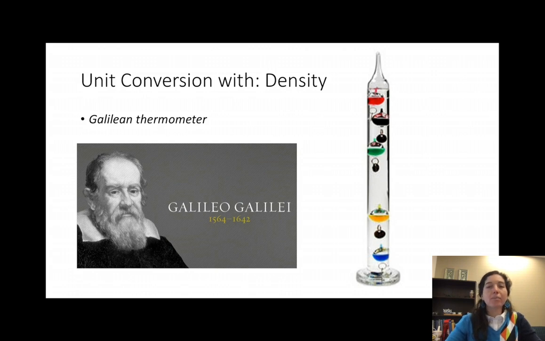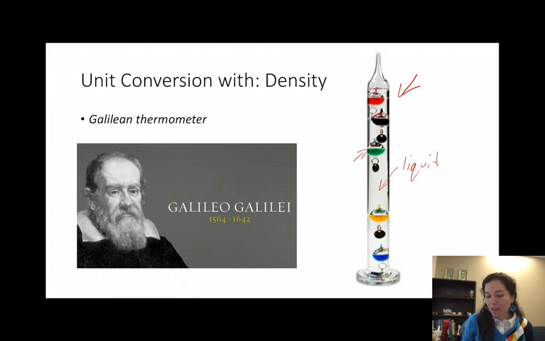All right, let's talk a little bit about density and what it is. This over here is actually a Galilean thermometer, which is a really cool device if you've ever seen one. It actually works based on density. Inside of each of these little baubles, there's also a liquid. These are all liquids. There are different types of liquid, and so each of these liquids has a different density.